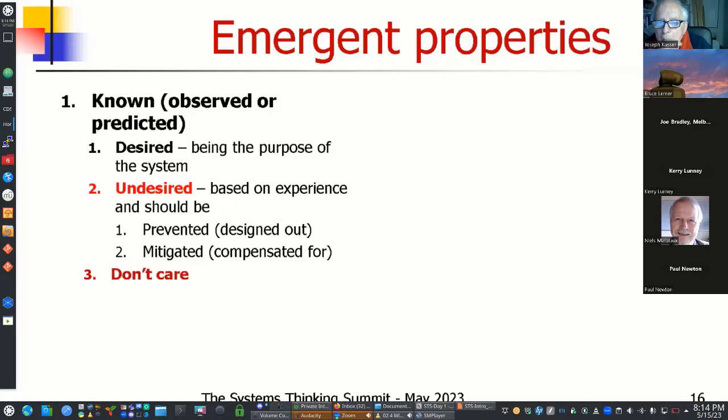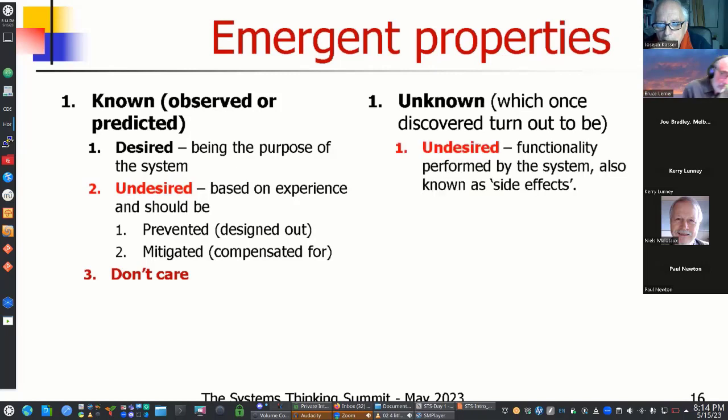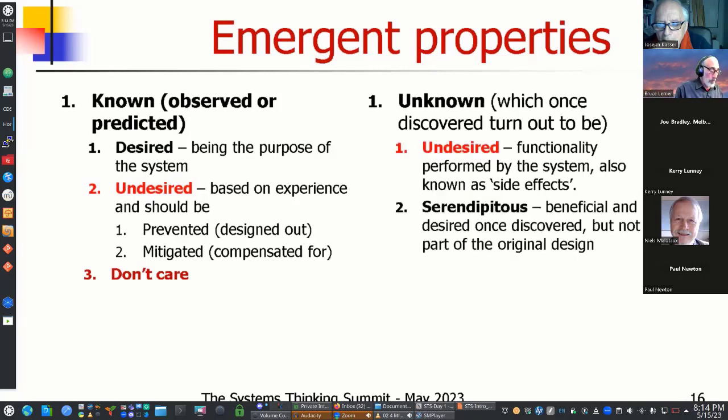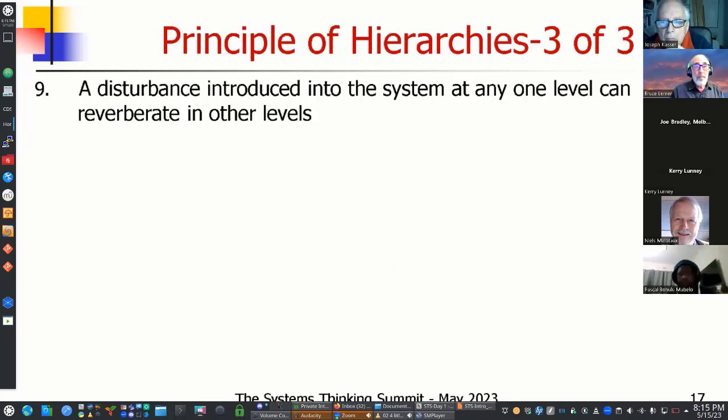And then there's the don't care. We know about this emergent property, but we don't care. It doesn't have any effect. And then there are some that are unknown, which once discovered turn out to be undesired or serendipitous. I never knew the system could do that. Wow, I love it. Or the undesired ones, once they become known, they're treated like the known emergent properties. And again, we didn't know the system would do this when we built it, and it doesn't affect us, we don't care.